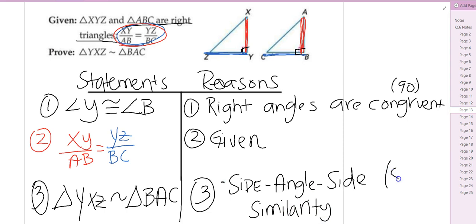So again, if you want to abbreviate side, angle, side to SAS, you are more than welcome to, but I just want to make sure that you know what that stands for.